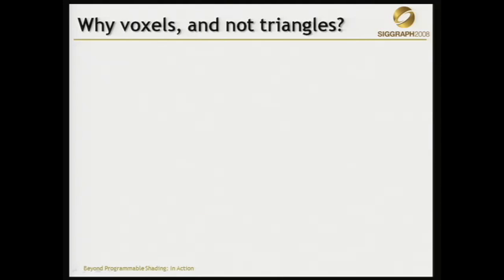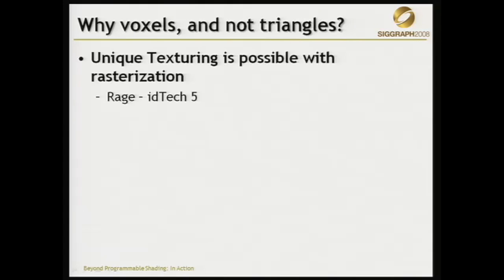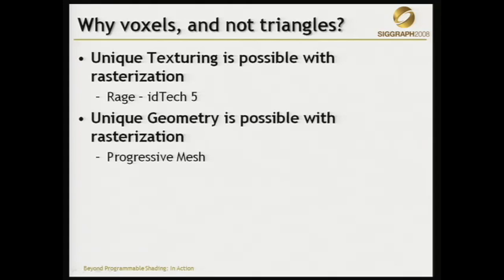So why voxels? There's so much momentum with triangles. Why change, and why now? Now, Rage certainly proves that unique texturing is possible with existing technology, and I spoke about progressive mesh in the previous half of the talk. That seems like a decent solution to the unique geometry problem, although there's plenty of others, such as displacement maps or subdivision surfaces.